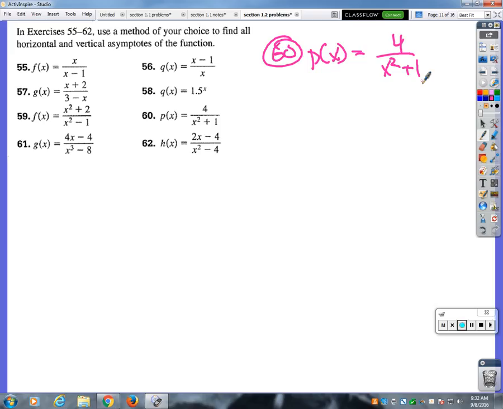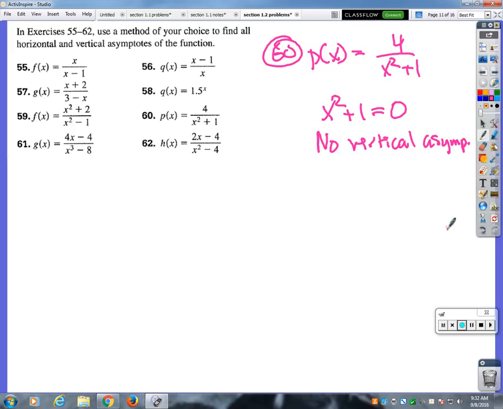Okay, cool. Here's the funny thing about this one. x squared plus 1 equals 0 when? Never. It doesn't ever happen. So that means that we're led to believe that there are no vertical asymptotes. Why will this never equal 0?